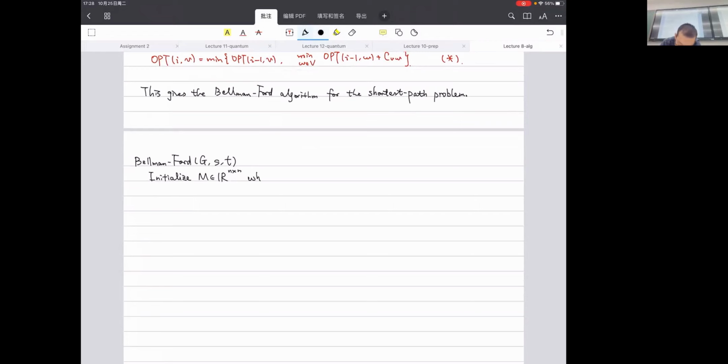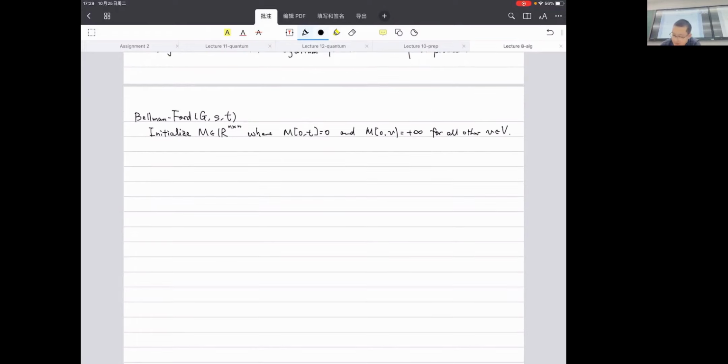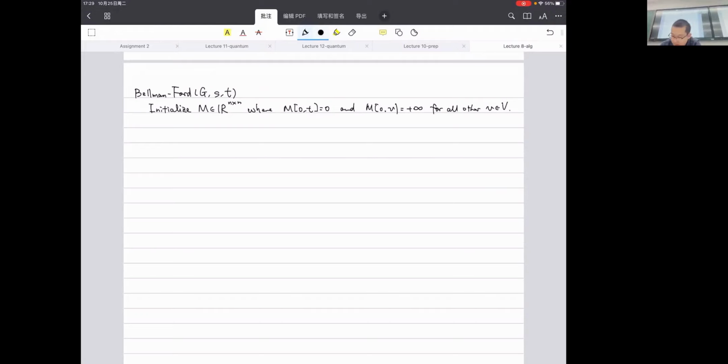And basically, we are going to know that M[0][t] is going to be 0, because if you are already at t here, the shortest t-t path with length 0 gives you value 0. And M[0][v] is going to be positive infinity for all other v belonging to V, because it's just impossible, if you have no edges, to reach the other vertices. So initially all the other entries of the matrix are initialized to positive infinity here. The algorithm after that is quite intuitive.